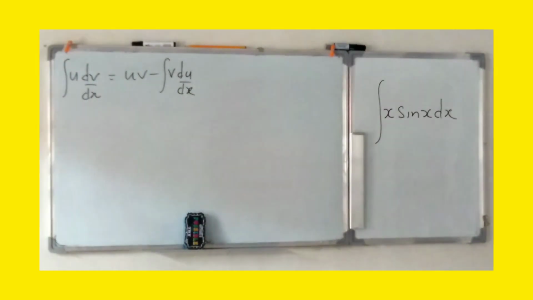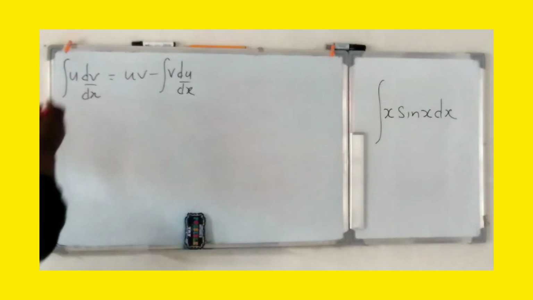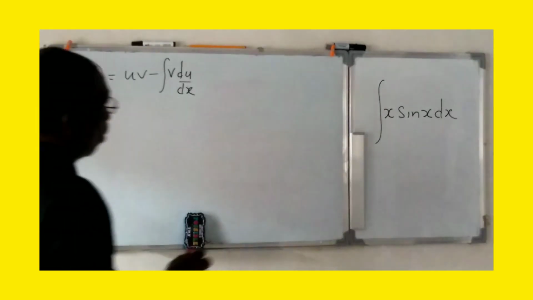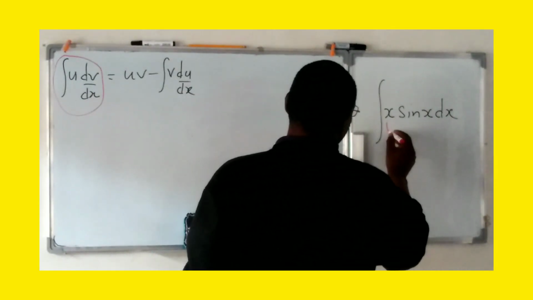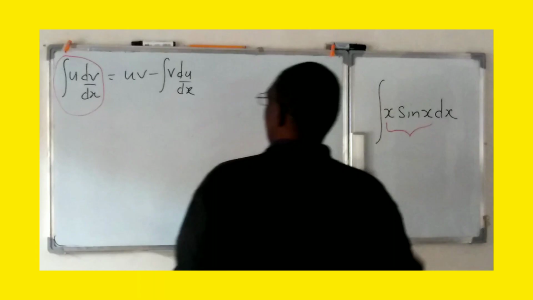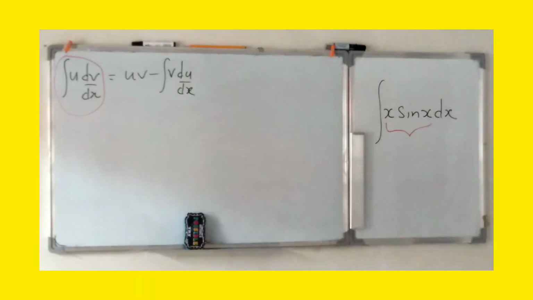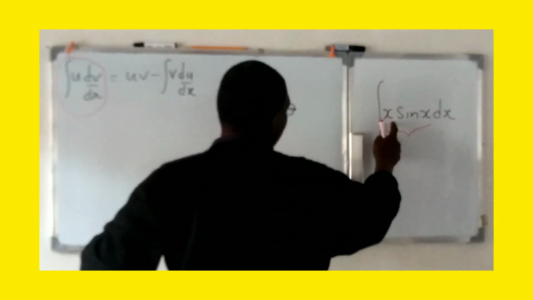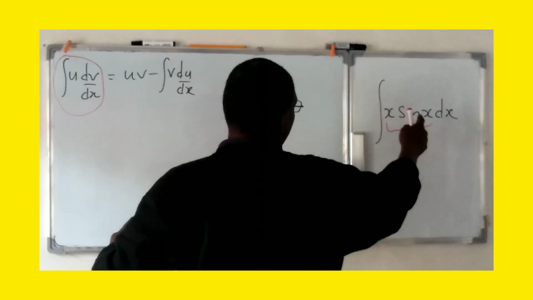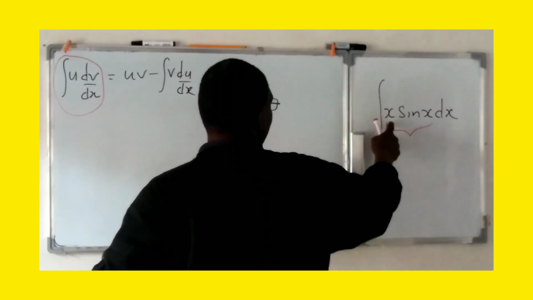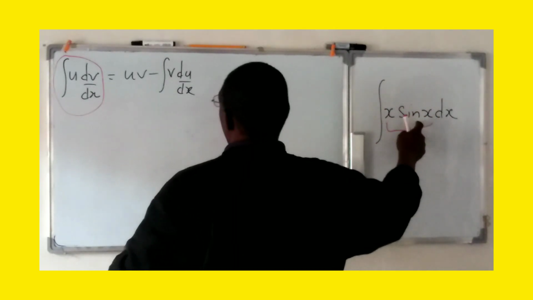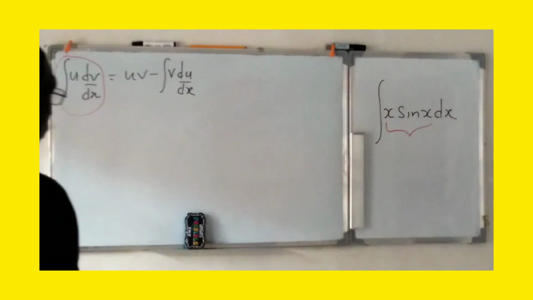So what we are going to do here is to look at this part here on the left-hand side and compare it with our integrand here. In other words, we want to see what we can call u and what we are going to call dv dx in this product here. It's a product of x multiplied by sine of x. So one of these guys is going to be u, the other one is going to be dv dx. So which one do we choose?